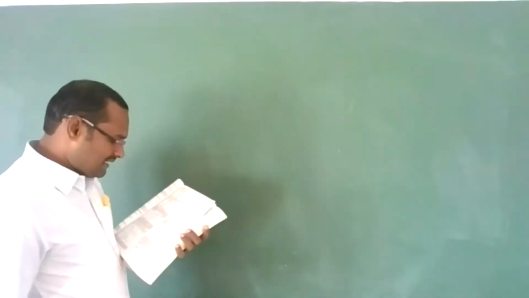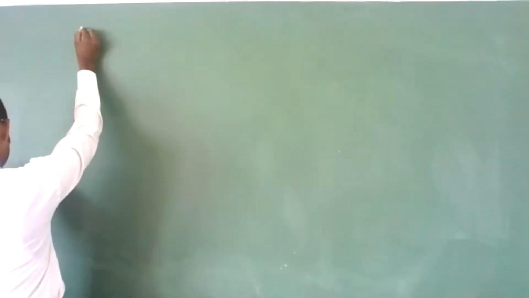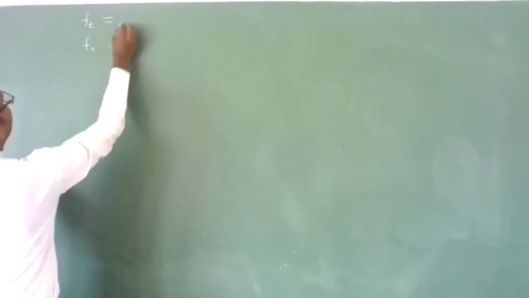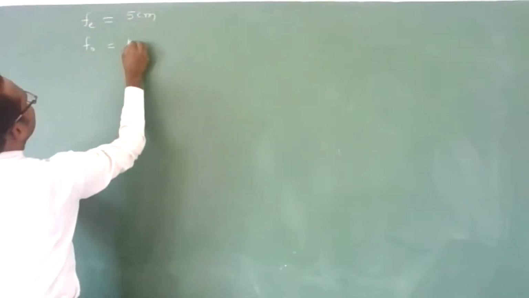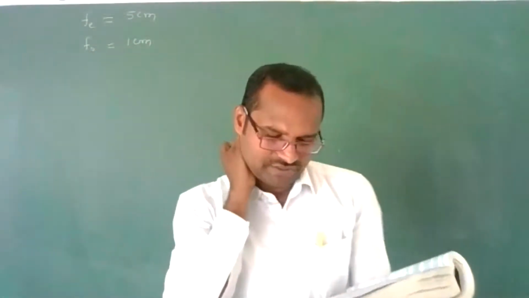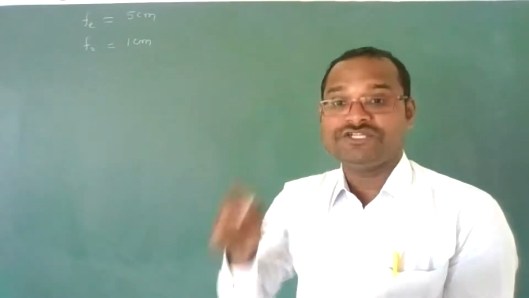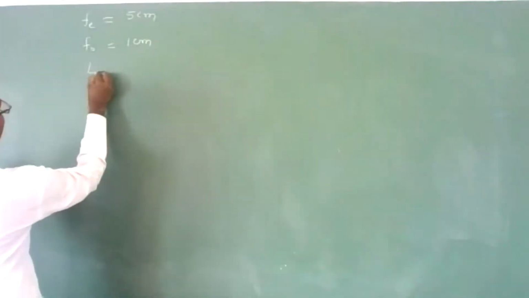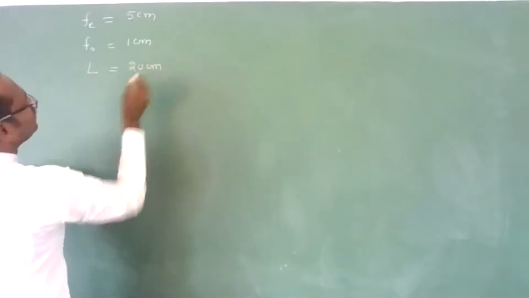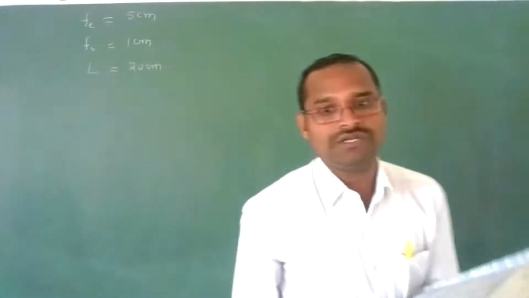Okay. Question is, the focal lengths of the eyepiece and objective of a compound microscope are 5 cm and 1 cm respectively. And they have given the length of the tube. Yes, see, this is different. Length of the tube is 20 cm given. Length of the tube is nothing but the distance between the objective lens and the eye lens. That you have to remember.